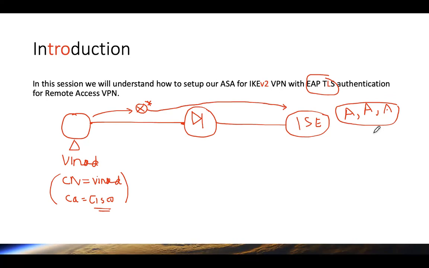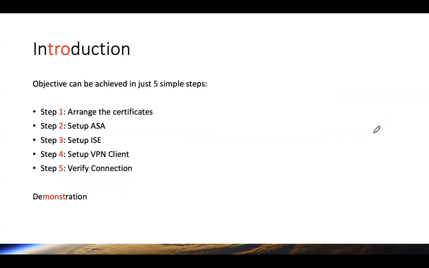Cisco ASA just acts as a VPN terminator and forwards all the credentials received from the endpoint to Cisco ISE. In that case, ISE is the focal point of authentication, authorization, and accounting, and ASA totally relies on Cisco ISE for all three A's. That's the difference between setting up a VPN solution using certificate-based authentication or EAP TLS-based authentication.